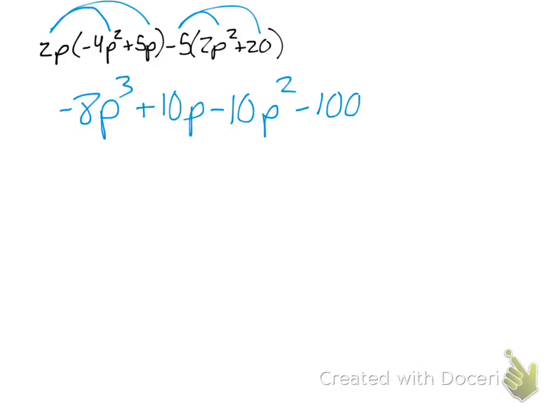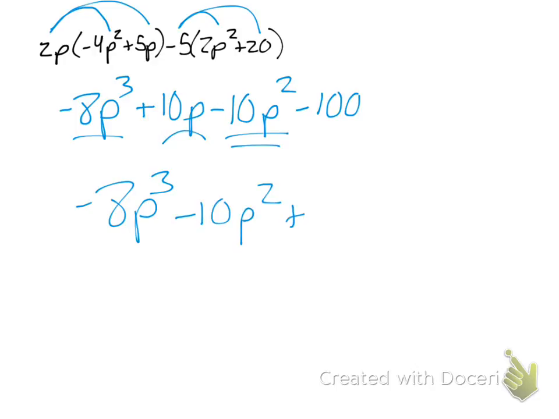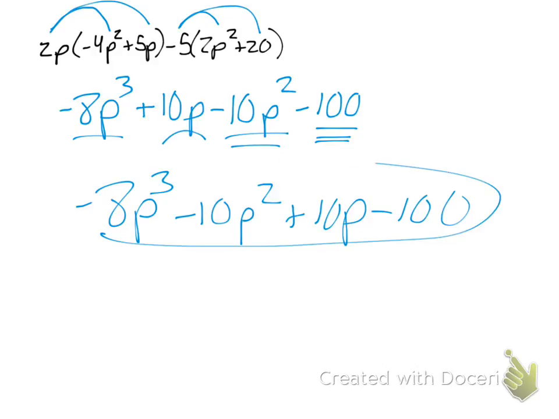So now we're going to put it all back together. And we have negative 8p cubed, because that's the first one, only one. They all are their own selves. Then we go to minus 10p squared plus 10p minus 100. And there's your answer.